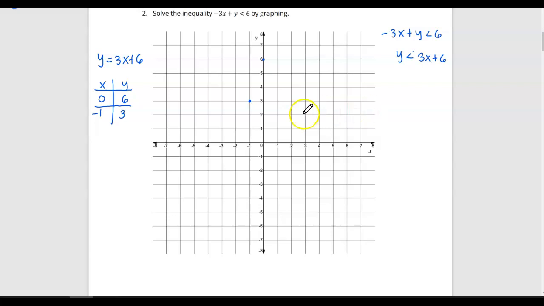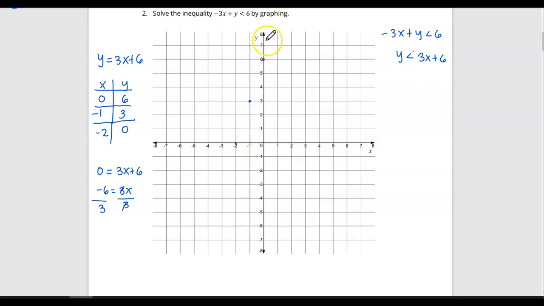Then we can get another point, actually the x-intercept. Let's get the x-intercept, that is the value for x when y is 0. So if y is 0, we have the equation 0 equals 3x plus 6. Transpose the 6 to the other side. We have negative 6 equals 3x. And then you can divide both sides by 3. x is equal to negative 2. So we have the third point, (negative 2, 0).